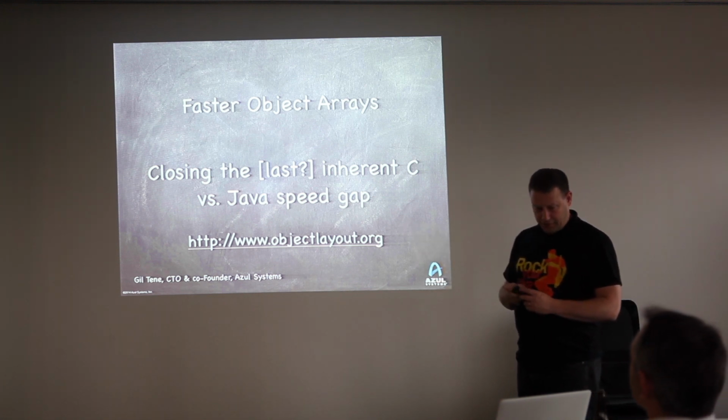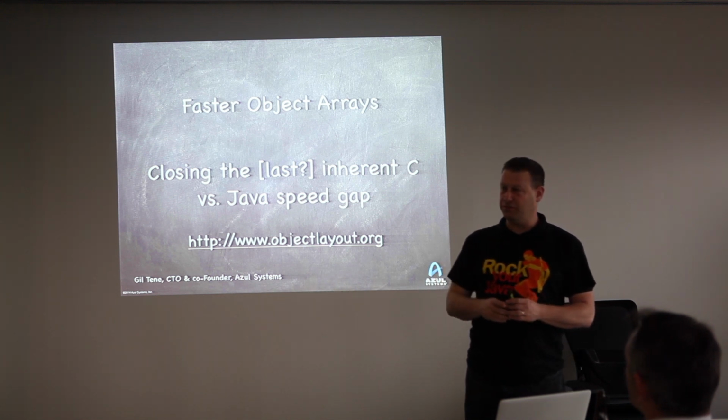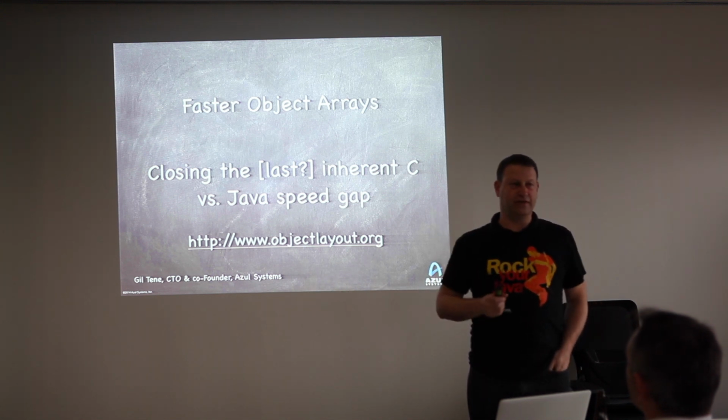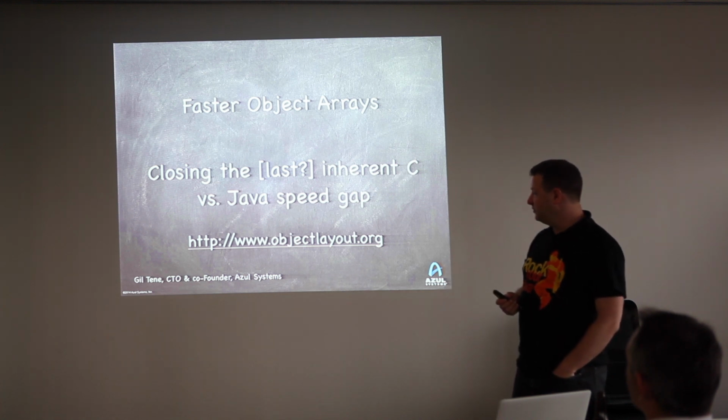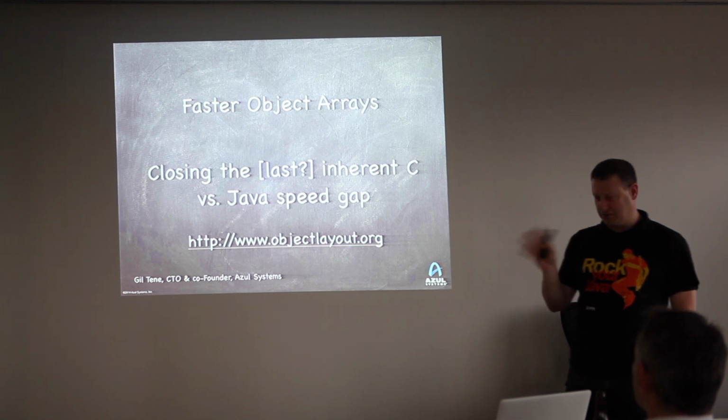There is actual working code at ObjectLayout.org. It's all on GitHub. It's all public domain code, so you can look at it and not worry about being contaminated. And you don't have to do anything specific with it. You can keep it open, not keep it open. Just don't blame us for it.